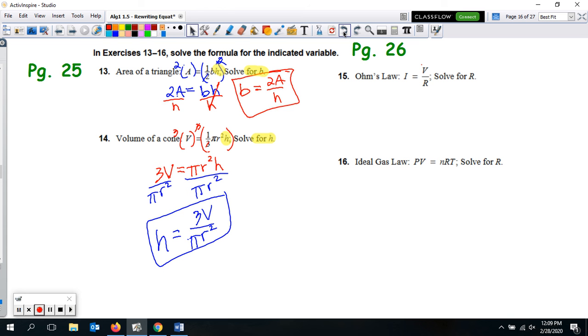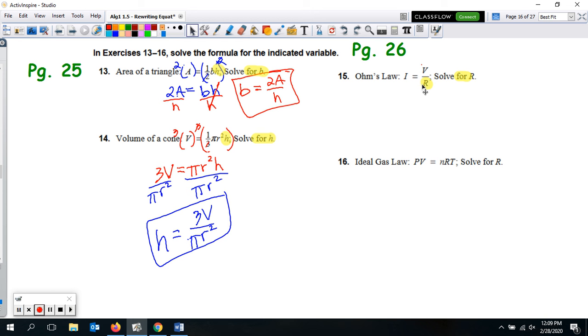All right, so now you want to turn the page over to look at page 26 for number 15 and 16. So here it says on 15, this is Ohm's law. This is more of an obscure kind of formula. You might not see that till much, much later. But we're trying to solve for r. So you can see r is right here at the bottom. And so we're solving for r.